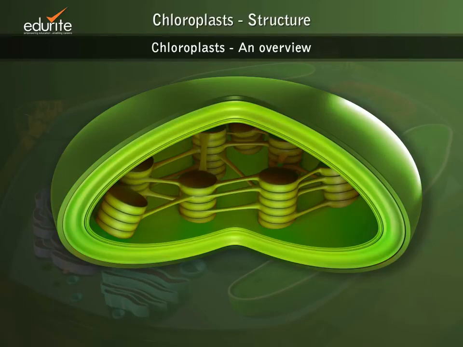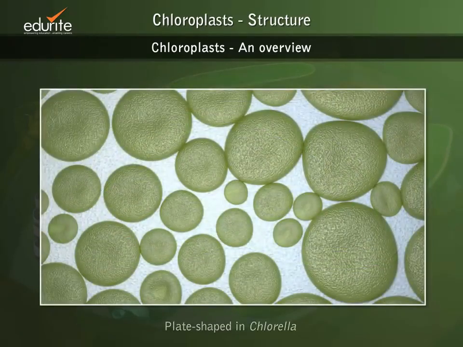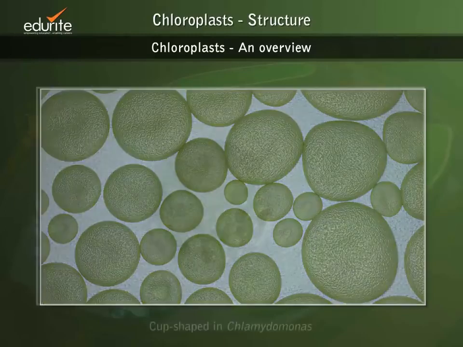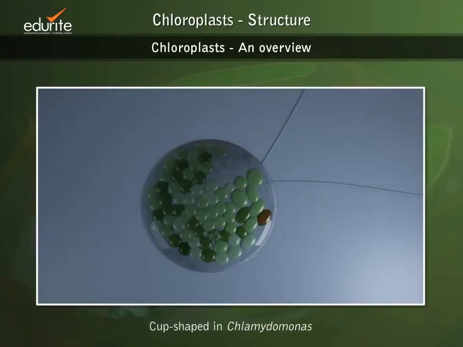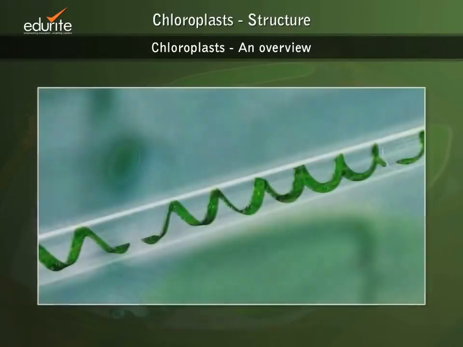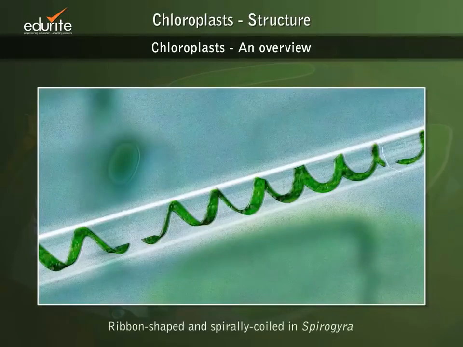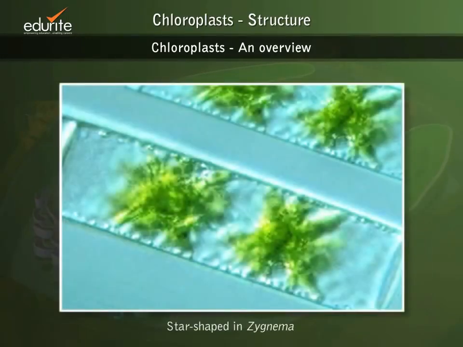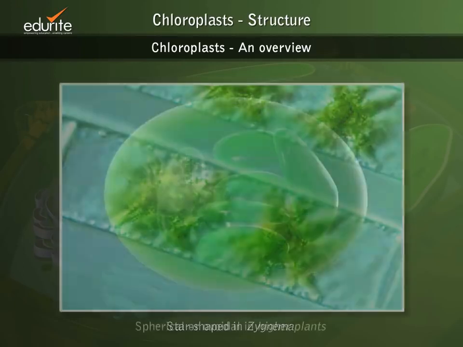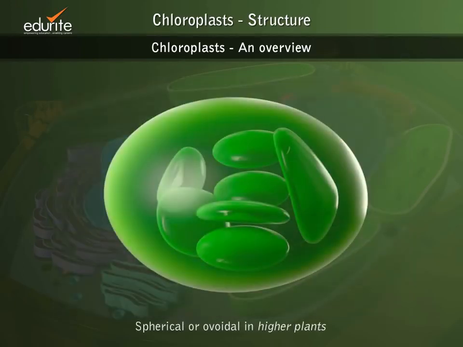Chloroplasts also differ in shape, being plate-shaped in Chlorella, cup-shaped in Chlamydomonas, ribbon-shaped and spirally coiled in Spirogyra, and star-shaped in Zygnema. In higher plants, most chloroplasts are nearly spherical or ovoidal in shape.